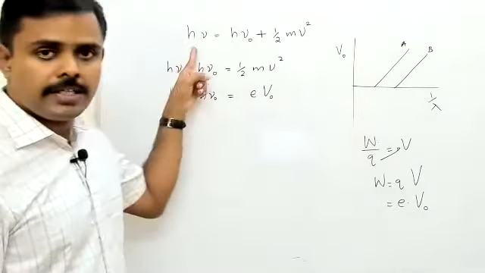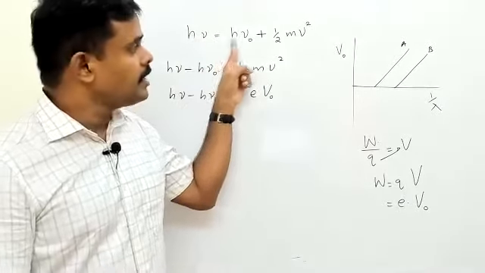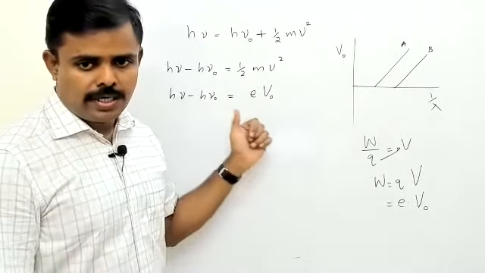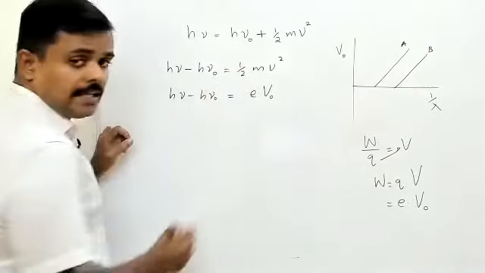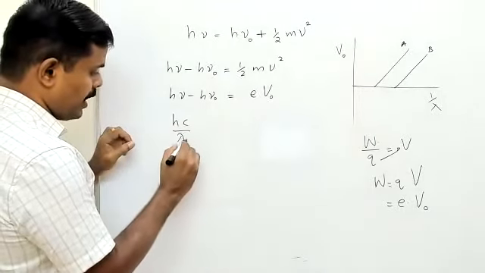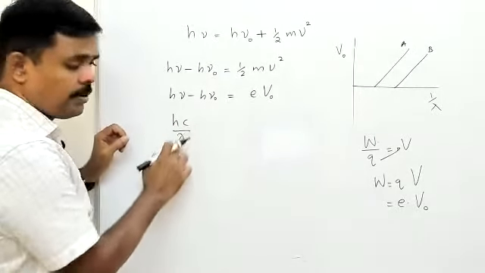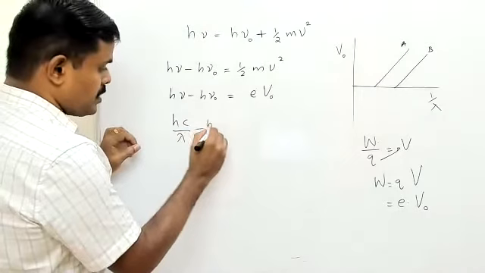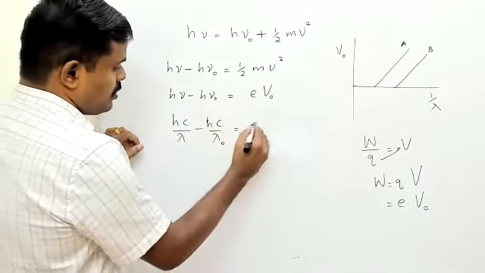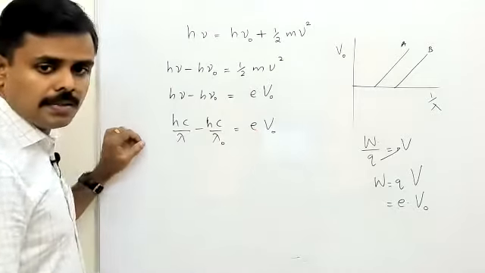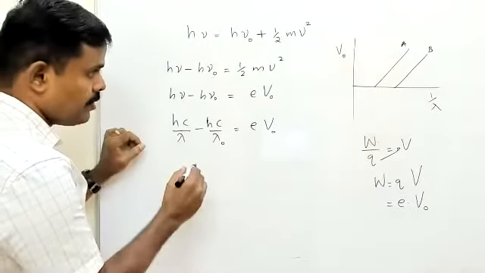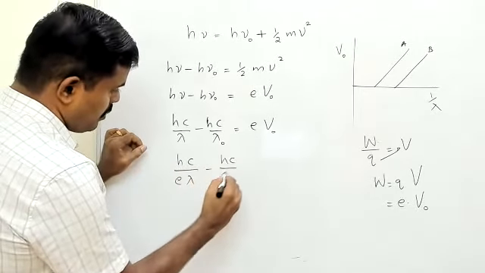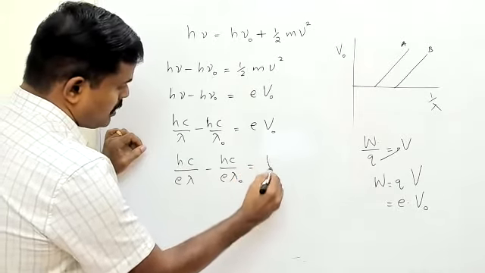See, the incident energy is h nu, which is used for two things. One is h nu 0, the other is kinetic energy, half mv square. This goes to the left side, making it h nu minus h nu 0 equals half mv square, and half mv square is eV0. I'm going to write this as hc by lambda minus hc by lambda 0 equals eV0, because nu is c by lambda, since I have to write in terms of 1 by lambda. I'm going to divide everything by e now. So hc by e lambda minus hc by e lambda 0 is equal to V0.